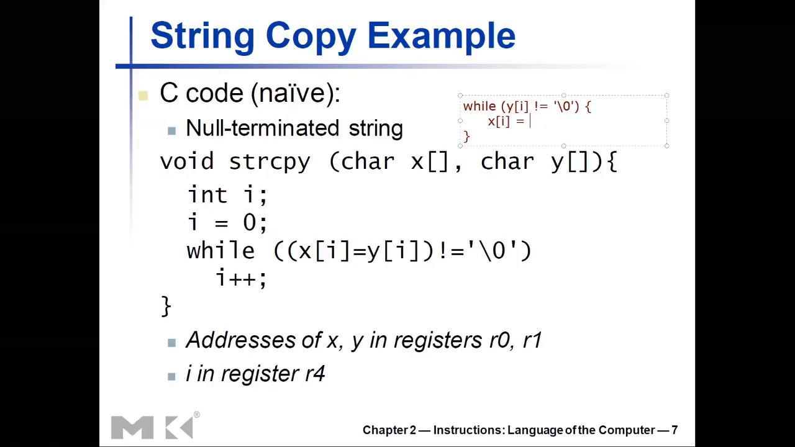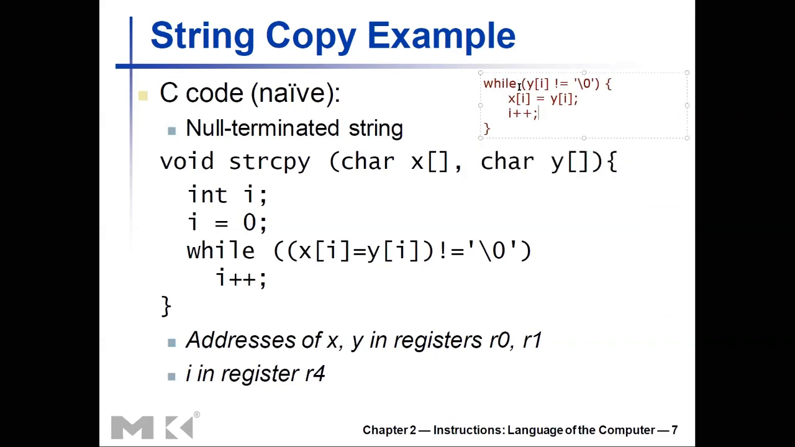xi equals yi and i plus plus. So this is an expanded version of the same code, and it will do the same job. This part I expanded. So this is what we are trying to do: we are checking whether yi is not equal to the null terminating character and performing this one, right?